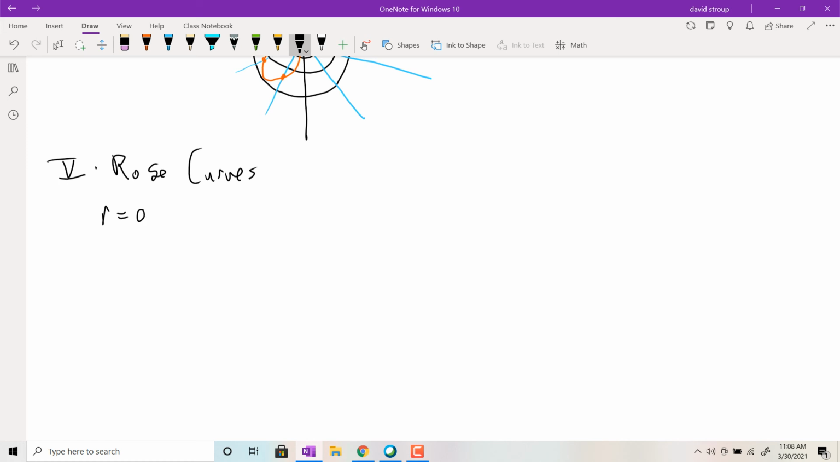Anyways, r equals a sine of n theta. r equals a cosine of n theta. I think the book probably goes through and tells you what the n stands for. So if n is even, you'll have 2 times n petals. If n is odd, you have n petals. Okay. And the cosine versus sine is the orientation. It'll be rotated a little bit depending on whether you use sine or cosine.